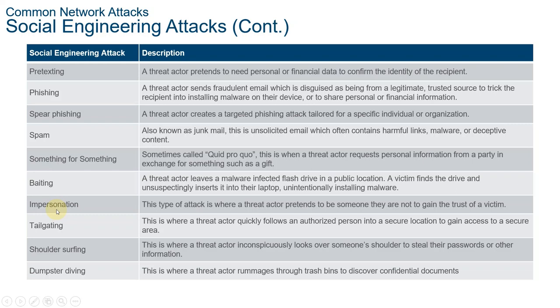Next would be impersonation. This type of attack is where the threat actor pretends to be someone they are not to gain the trust of a victim. Tailgating is where the threat actor quickly follows an authorized person into a secure location to gain access to a secure area. The next one is shoulder surfing, where the threat actor inconspicuously looks over someone's shoulder to steal their passwords or other information. And the last one would be dumpster diving. This is where a threat actor rummages through trash bins to discover confidential documents.